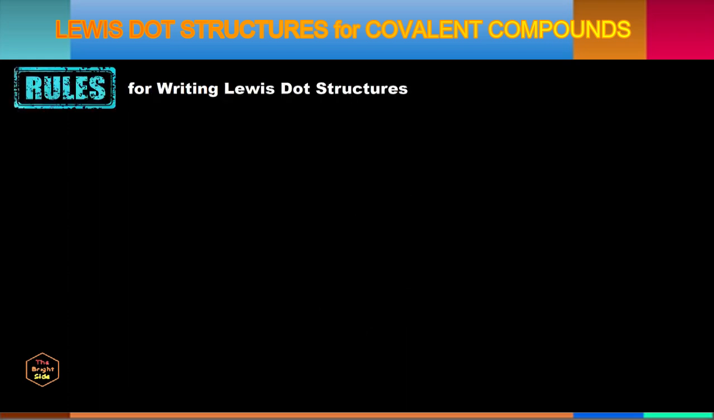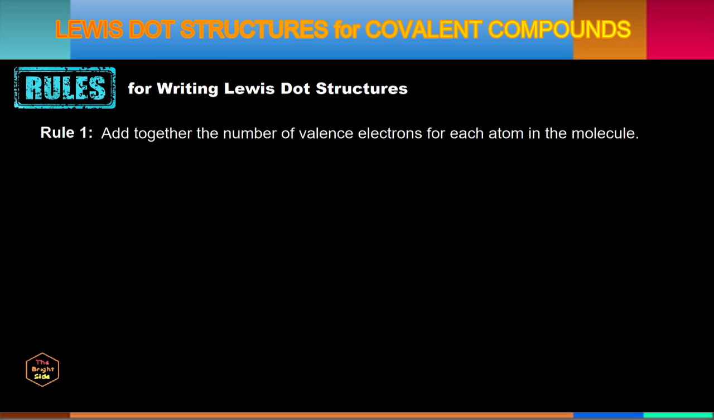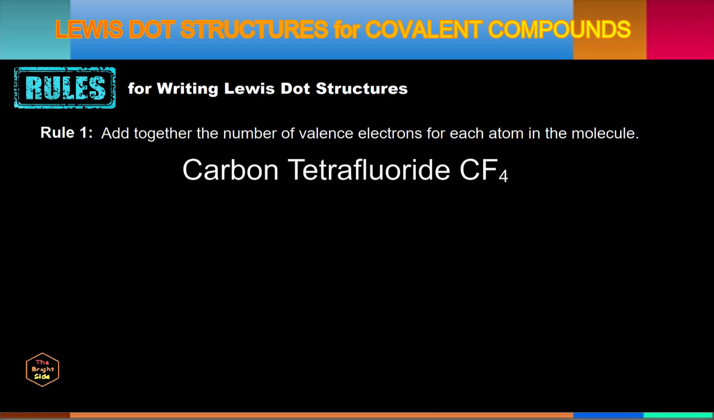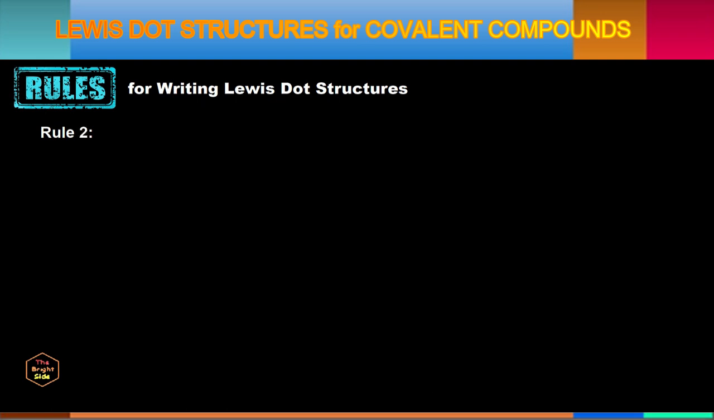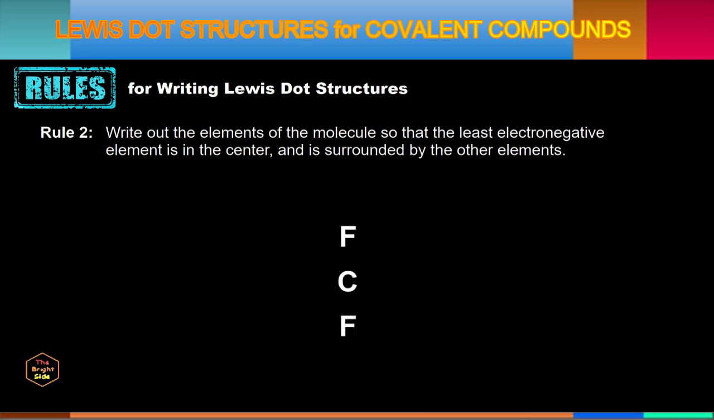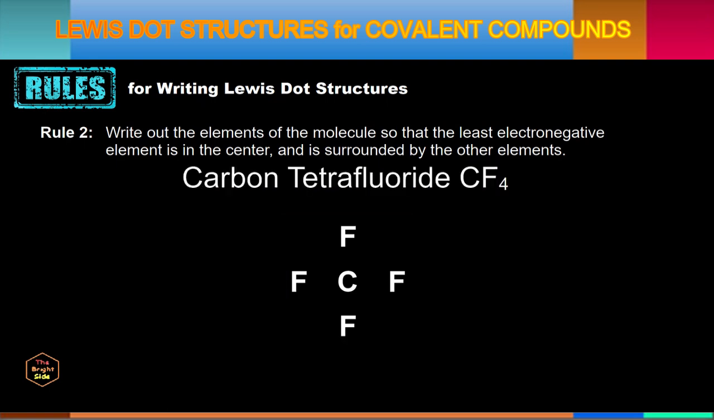Now let's review the rules for writing Lewis dot structures. Rule number 1 is, add the number of valence electrons for each atom in the molecule together. Let's use carbon tetrafluoride as an example. Carbon has 4 valence electrons and fluorine has 7 valence electrons. Therefore, the total number of valence electrons is 4 plus 4 times 7, which equals 32. The second rule is, write out the elements of the molecules so that the least electronegative element is in the center and is surrounded by the other elements. Again, we'll use carbon tetrafluoride as our example.